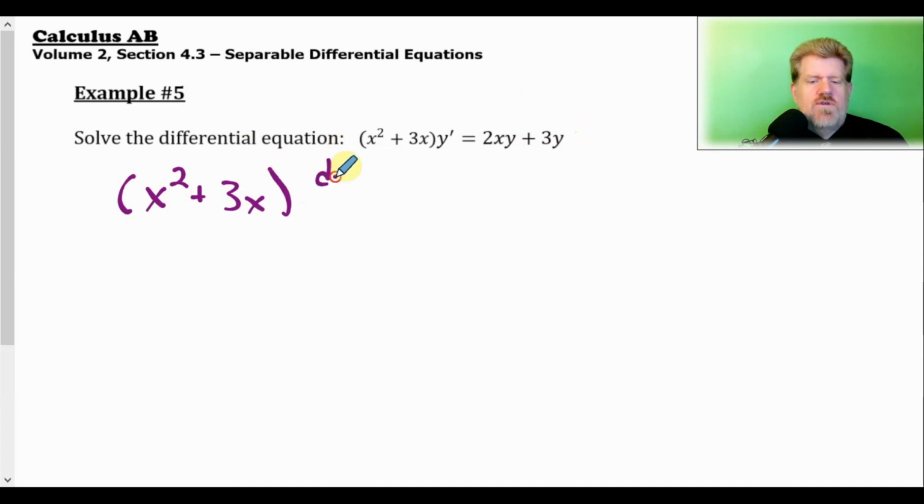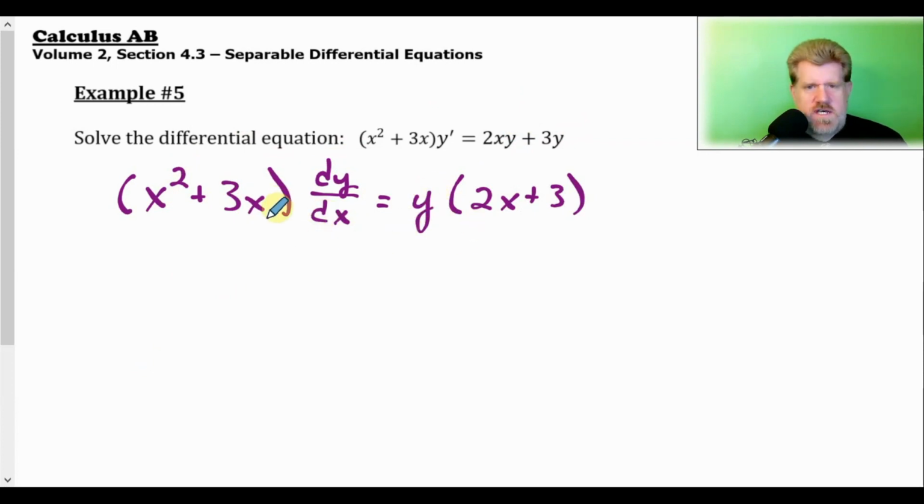I'm going to change the y prime to dy dx. I'm going to factor out this y to make it 2x plus 3. Now we're going to separate them. So both of these x values have to move over to this side, and this y value has to move over to this side. So I'm going to skip a bunch of steps. I'm going to write what I know is next. Okay. So I'm going to multiply both sides by dx and divide by x squared plus 3x and divide by y. So I'm going to end up with this.